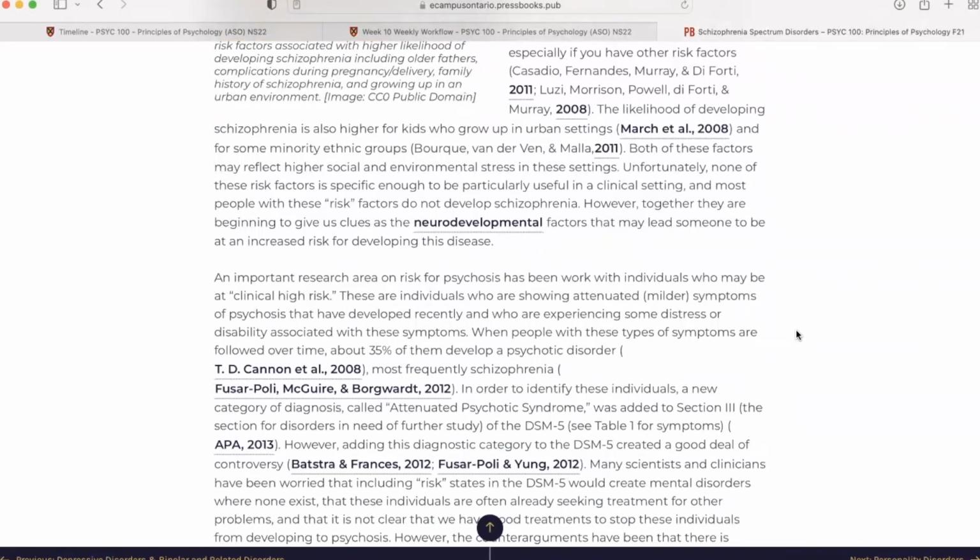However, together they are beginning to give us clues as to neurodevelopmental factors that may lead someone to be at an increased risk for developing this disease.